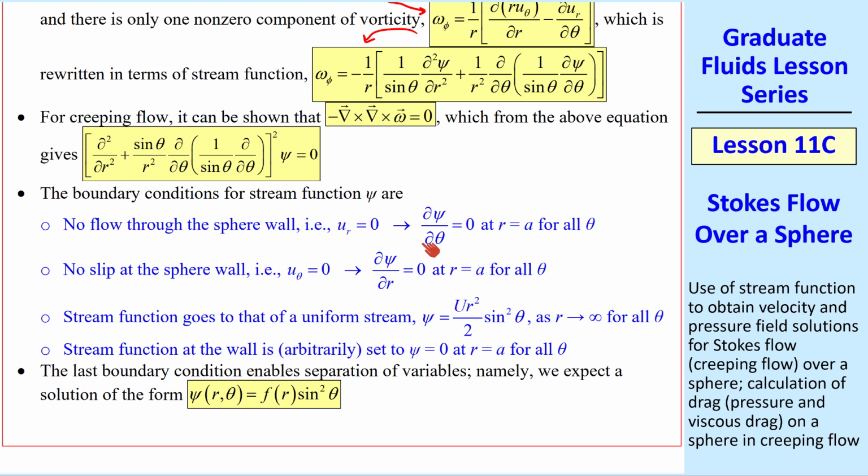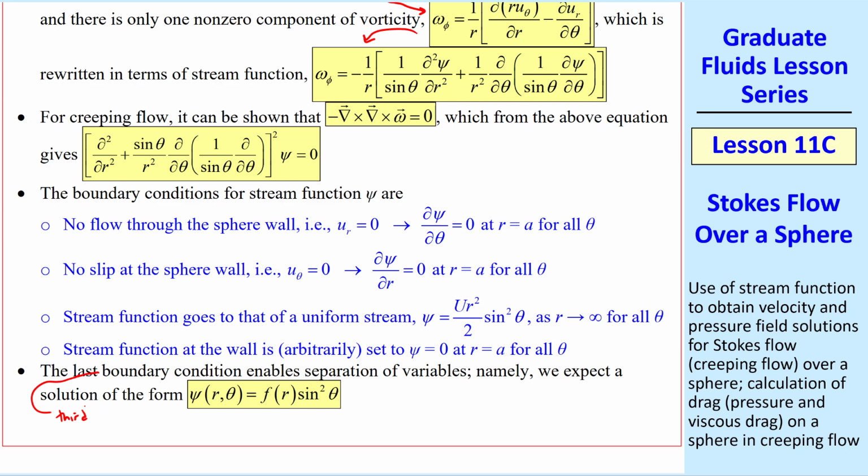There's no flow through the wall, so del psi del theta has to be 0 at r equal a for all theta. Similarly, there's no slip at the wall, so del psi del r is also 0 at r equal a. Far away from the sphere, we have a uniform stream, which in spherical coordinates is given as this stream function. The boundary condition is for r going to infinity, again at all theta. Finally, at the wall, we arbitrarily set psi equal to 0.